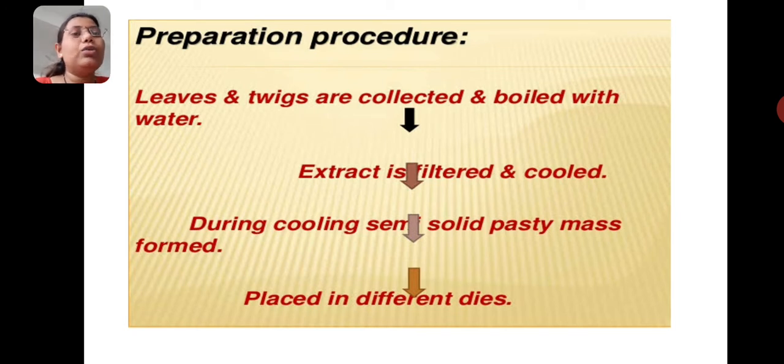Then we will see how to prepare this catechu from the leaf of Uncaria gambier. First of all, leaf and twigs are collected and they are boiled with water. After boiling, this extract is filtered and cooled. This mixture is kept in an earthen vessel till it becomes a semi-solid pasty mass, and after that this mass is cut or transferred into different dies to get a specific shape of our pale catechu. So this is the procedure for the preparation of our pale catechu.